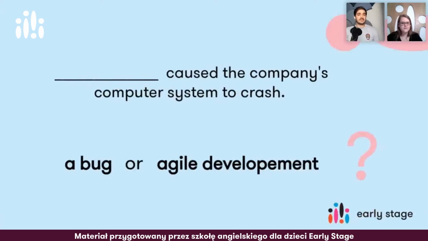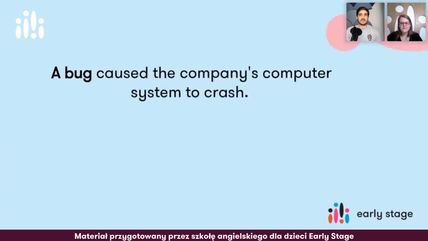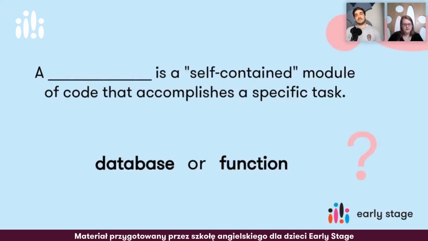Okay. Next question. Caused the company's computer system to crash? A bug or agile development? A bug, Marcianna, very good. Well done. Okay. Is a self-contained module of code that accomplishes a specific task. Is that database or function? Mateusz, database, very good again.